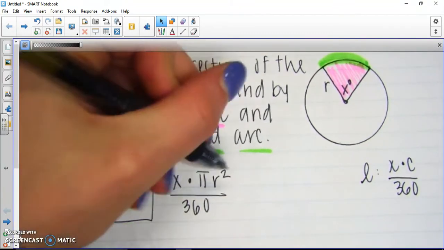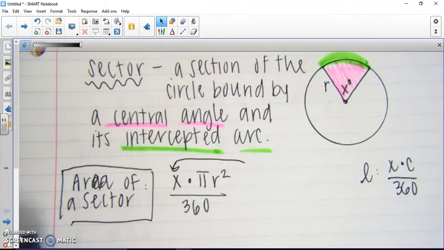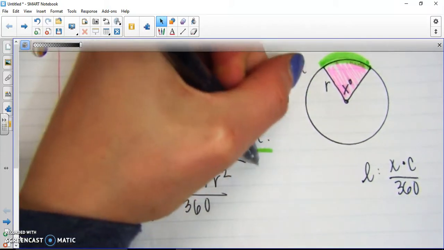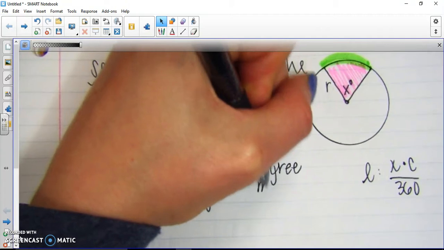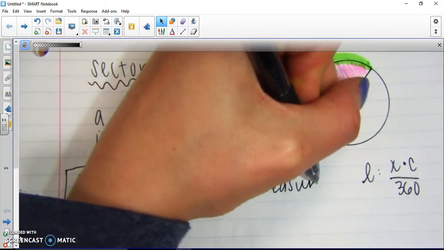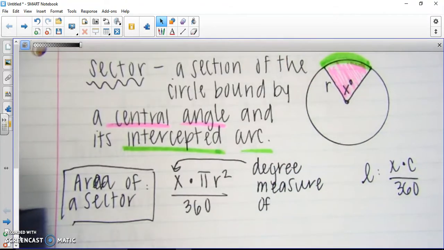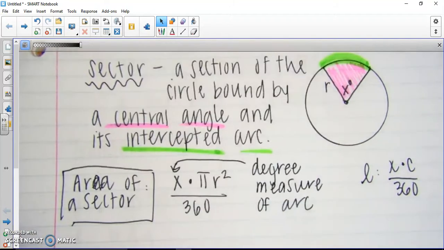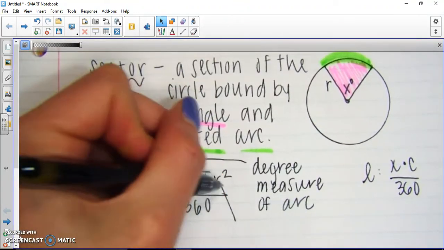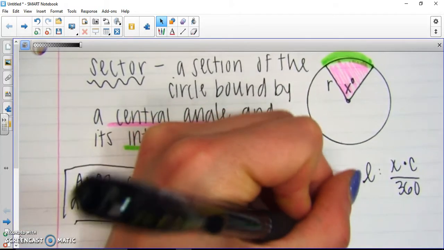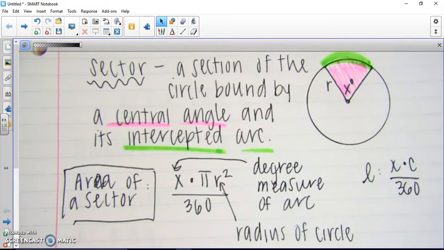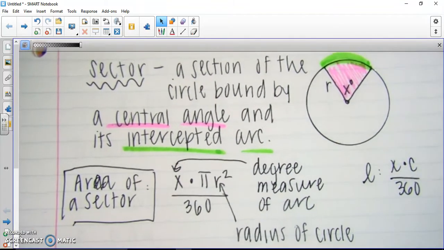Okay, so just to be clear, x represents the degree measure of the intercepted arc, and r is just the radius of the circle. So it's very similar to arc length, except now we're finding area. So let's go ahead and do some examples.